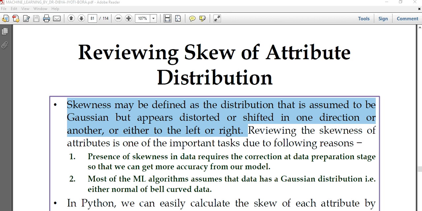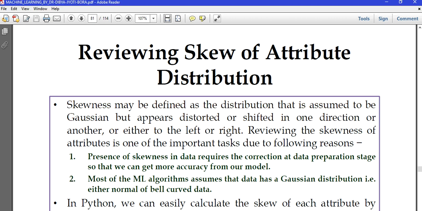Today our topic is how to review the skewness of attribute distribution, that is, reviewing skew of attribute distribution. I hope you all know what is meant by skew. Skewness may be defined as the distribution that is assumed to be Gaussian but appears distorted or shifted in one direction or another, either to the left or right.